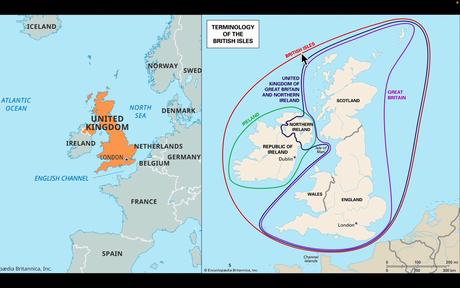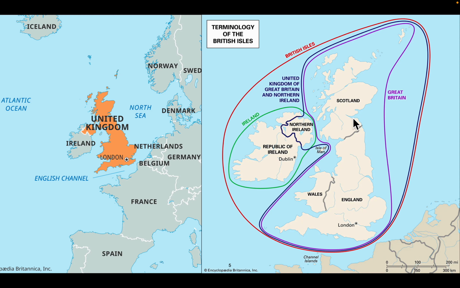First, the British Isles. That's the big geographic label for the whole island group: Great Britain, Ireland, and lots of smaller islands. Next, the United Kingdom, the country. Its full name is the United Kingdom of Great Britain and Northern Ireland. In short, the UK or just Britain. The UK has one land border. Northern Ireland borders the Republic of Ireland.